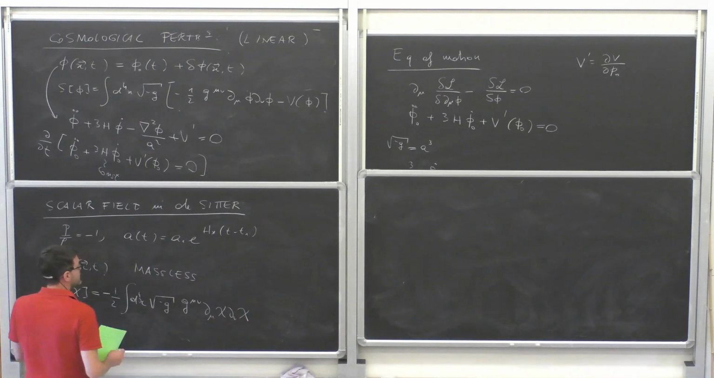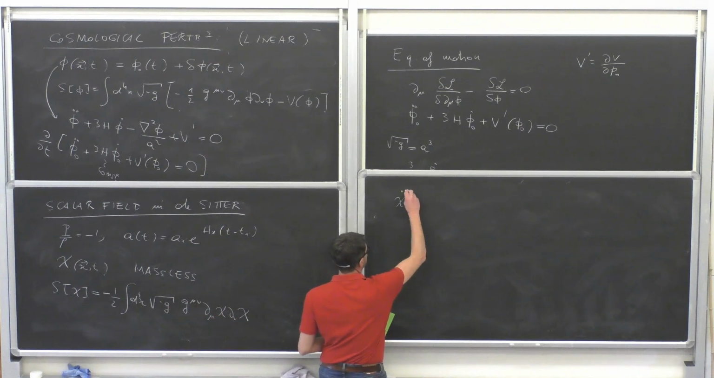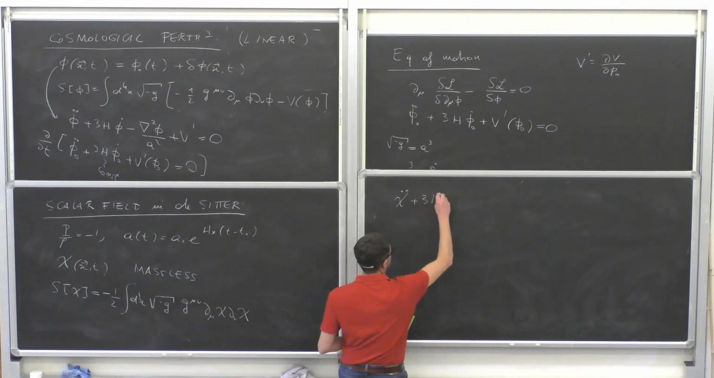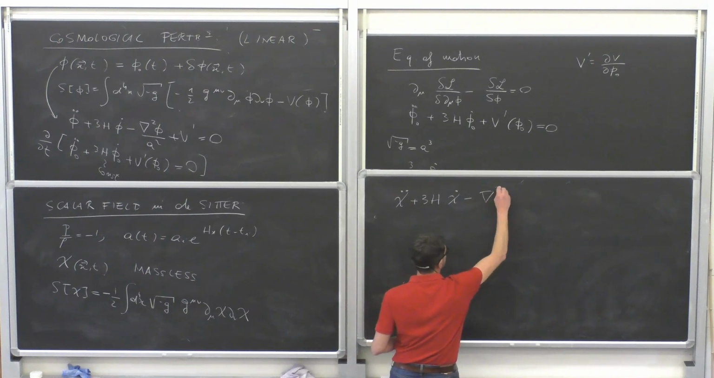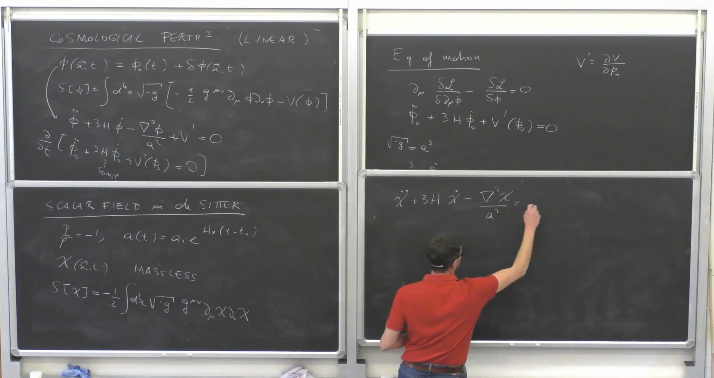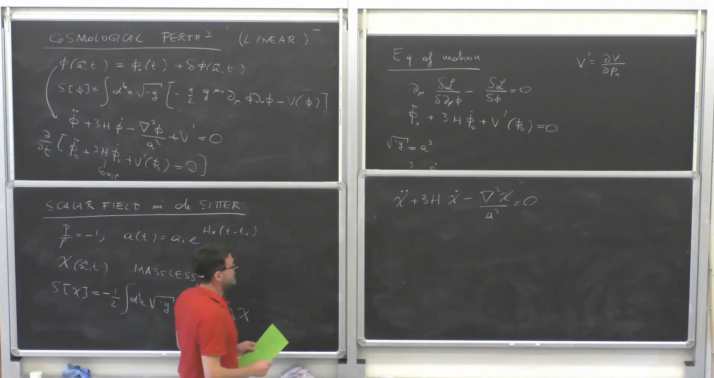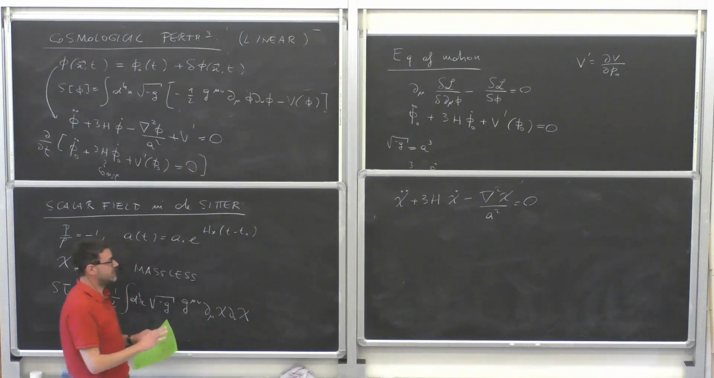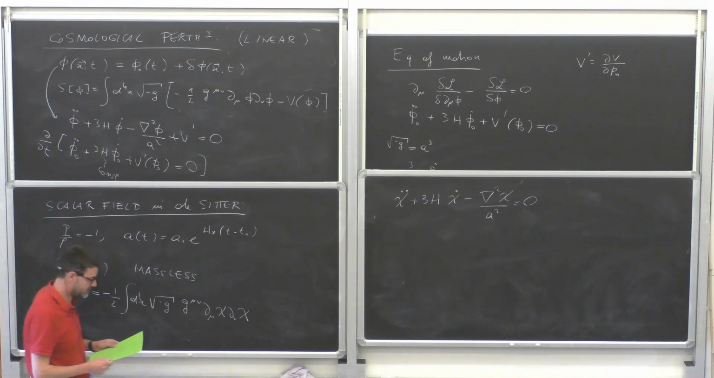Okay, so what is the equation of motion of this guy? It will be chi double dot plus 3H chi dot minus, of course, the Laplacian of chi divided by a squared equals 0. So that's the equation of motion. Notice that here I'm not perturbing, because that is the full equation of motion. Okay, I want to characterize the full thing.